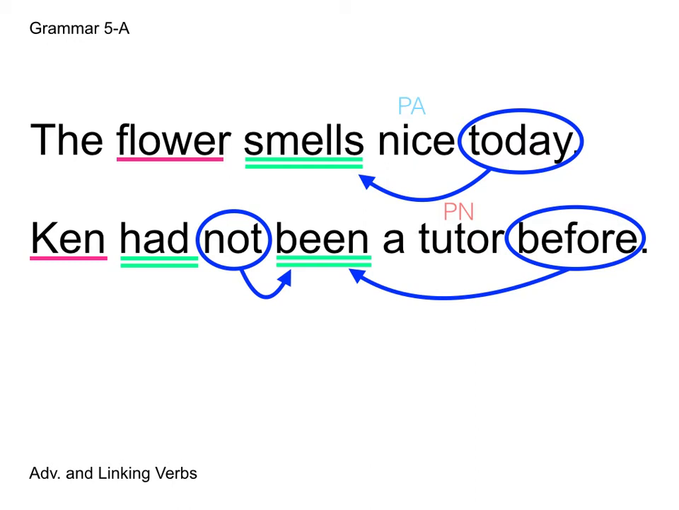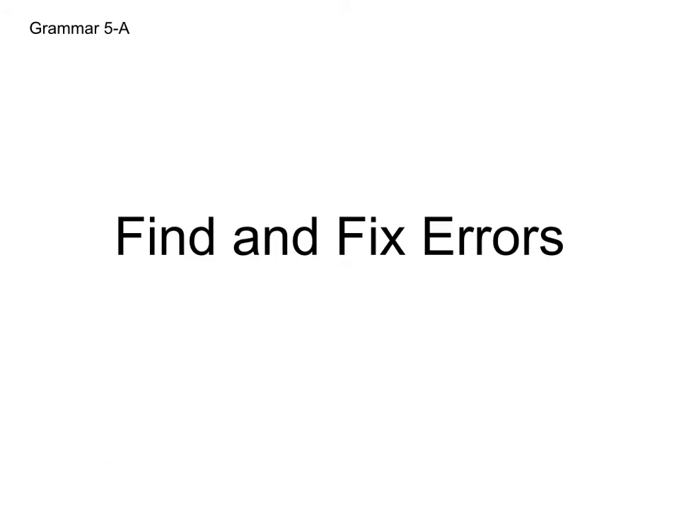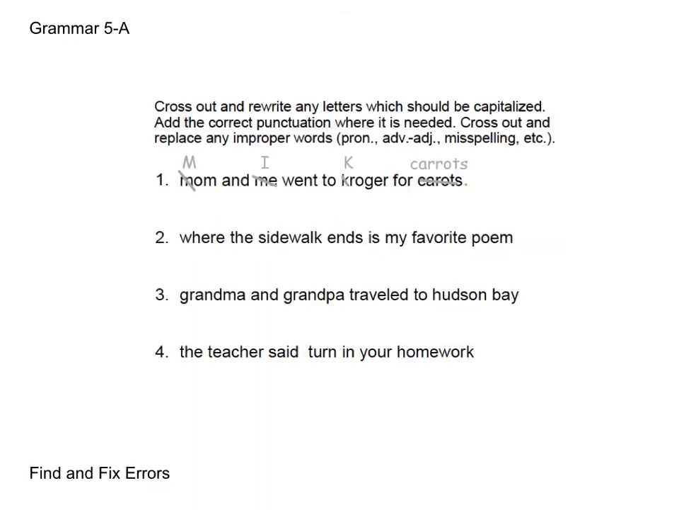So now I'm going to introduce you to one other new activity we have in this series. It will look very similar to what you have done back in Grammar 2. And I'm going to just look at that first page with you really quick and read the directions. Cross out and rewrite any letters which should be capitalized. Add the correct punctuation where it is needed. Cross out and replace any improper words, pronouns, adverbs, adjectives, misspellings, etc. So what we're doing in this activity is we're just testing you on all of the good grammar knowledge you have learned over the past 4 series.